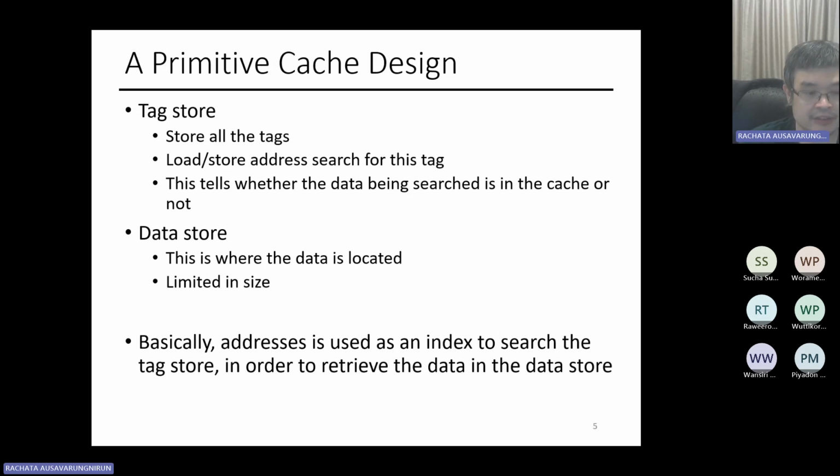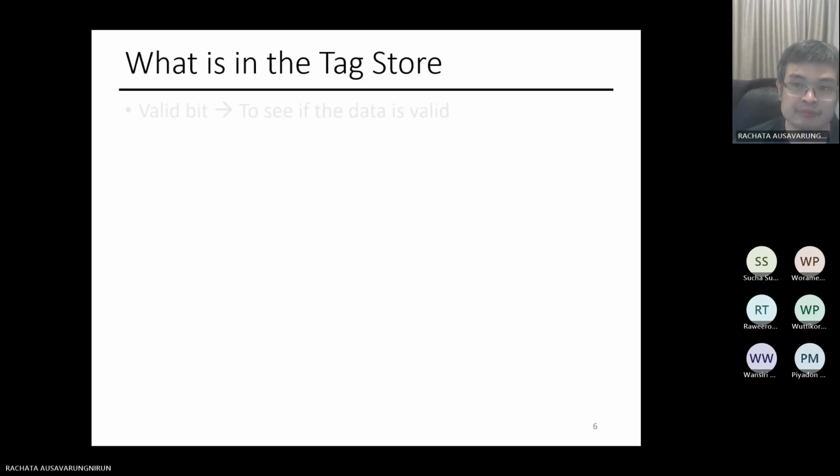So again, imagine a storage room, right? You have a bunch of boxes. If you want to search for a random item in your mind, what you would do is go check the tag of the boxes, then see, would that box have the item you intend to find or not, right? So that's why you need the tag store, and what you want to search is the address.